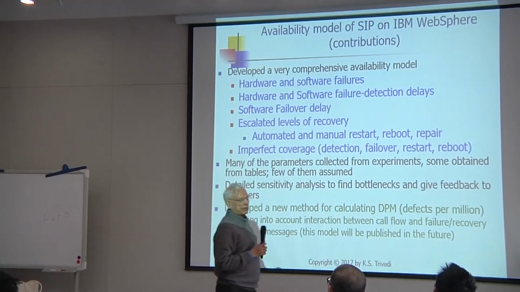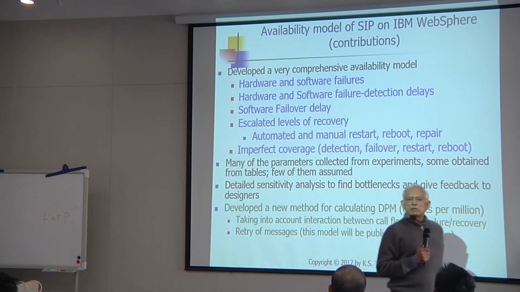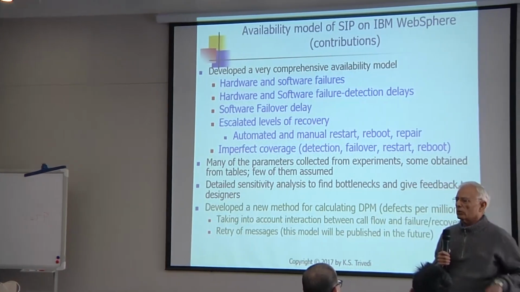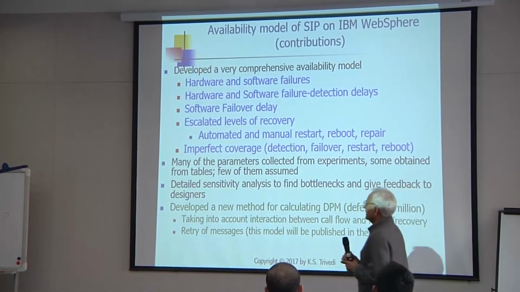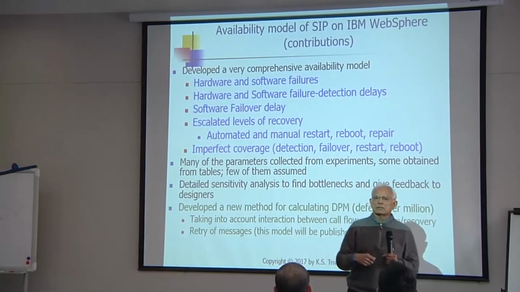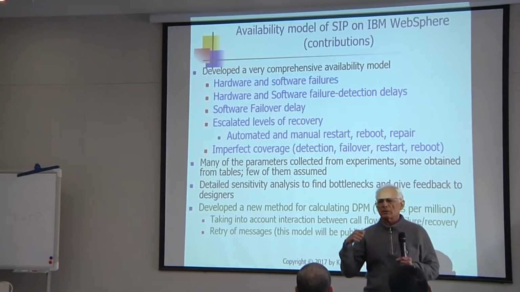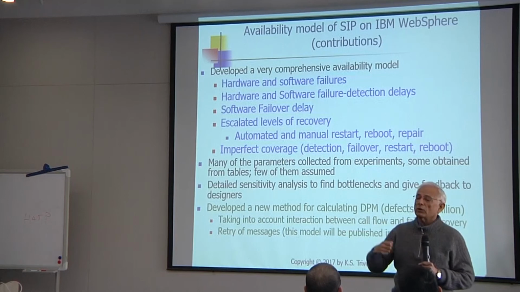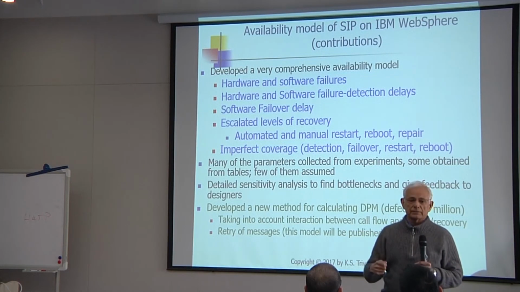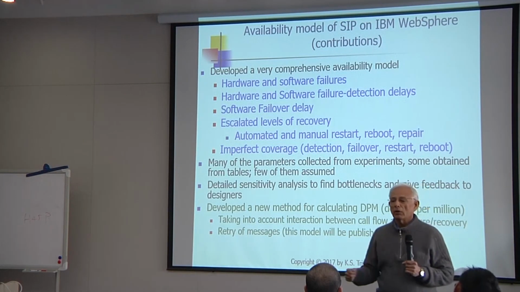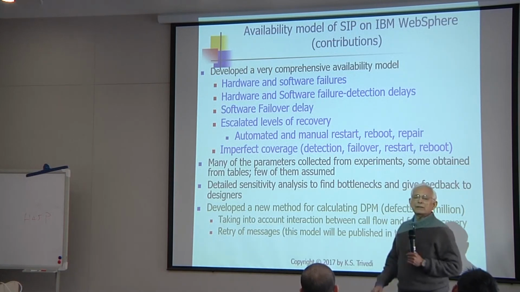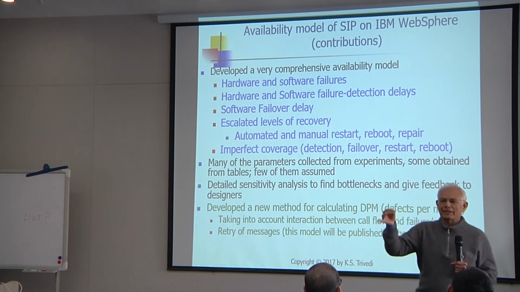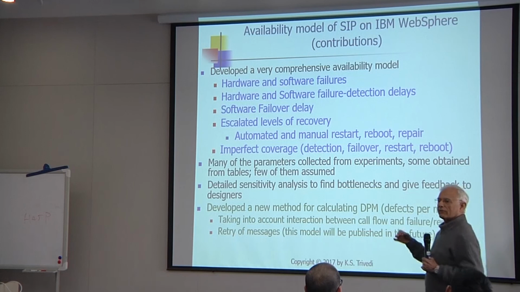But what's also more interesting, and I'm not going to show you this, is that apart from availability or downtime, they were interested in another measure called defects per million. What is defects per million in this context? Out of 1 million calls that the SIP system is fielding, how many calls will be dropped due to a failure? That was called DPM, defects per million. And the number they wanted is 25 or less, out of 1 million calls.